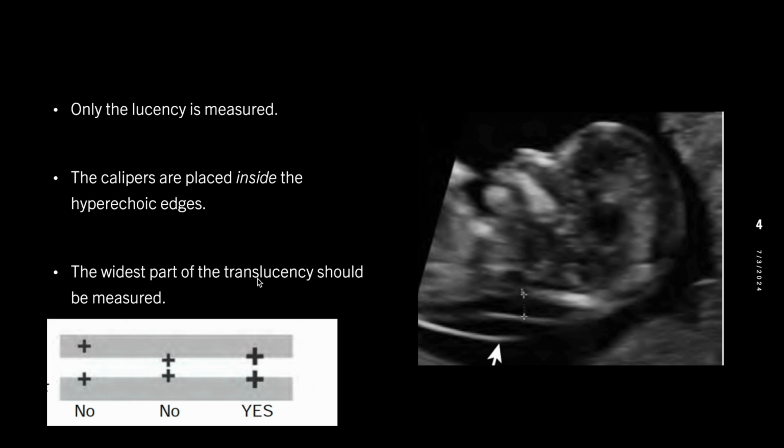The widest part of the translucency should be measured. We should not measure the nuchal translucency in this part. We should not measure in this part. We should measure the widest part of this translucency. This is the ideal way of measuring nuchal translucency.